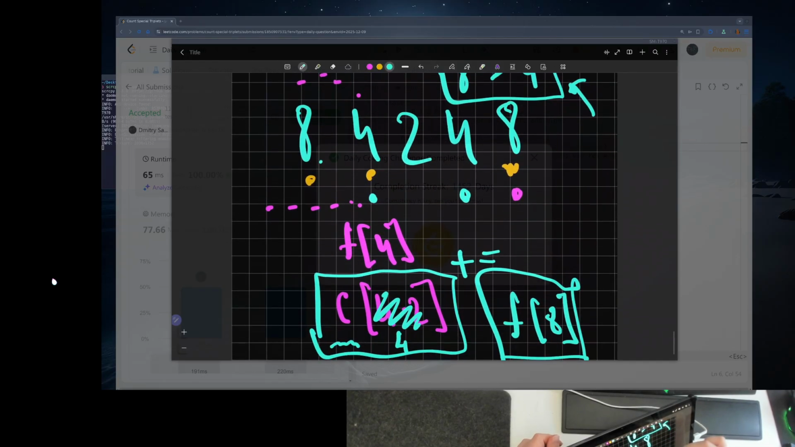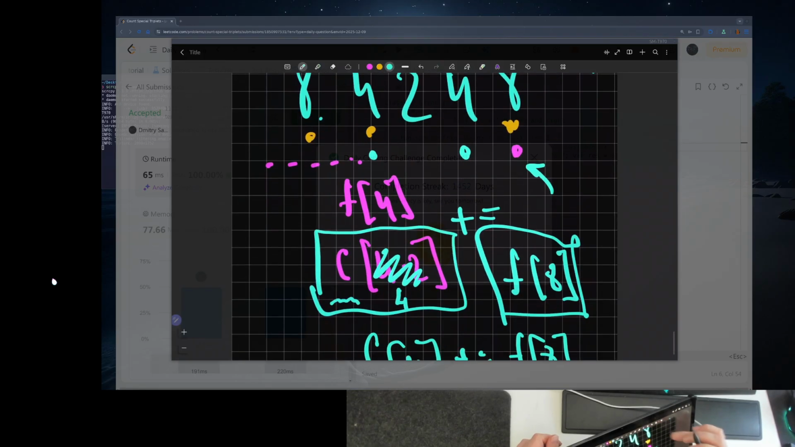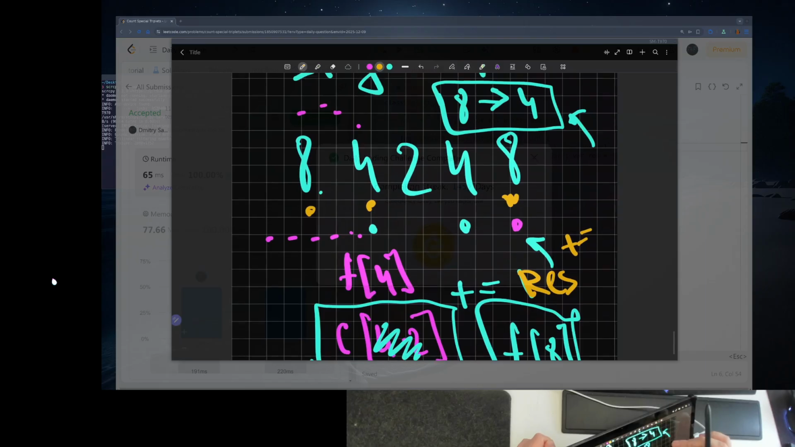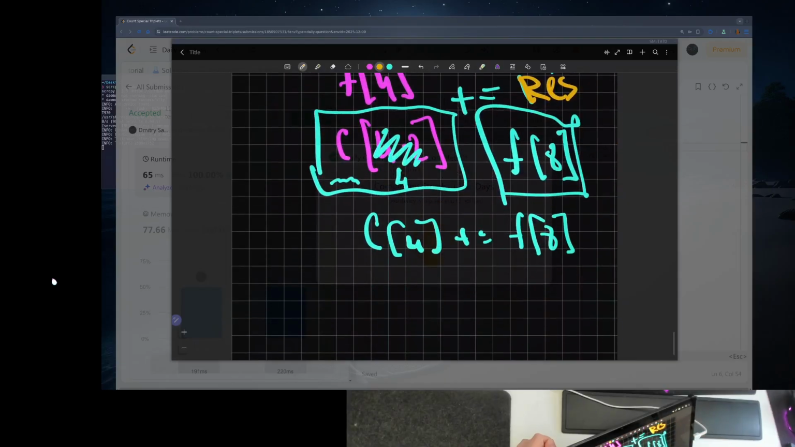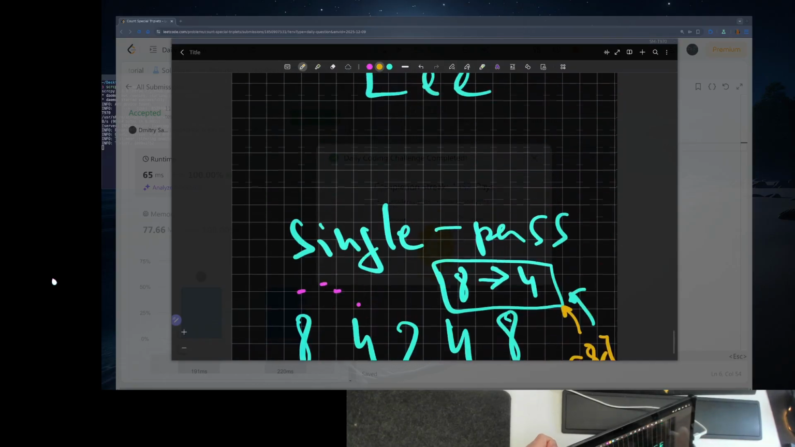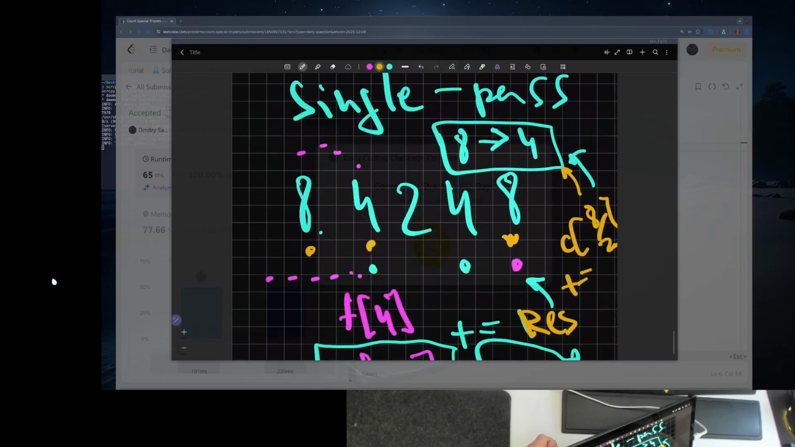And when we meet the 8, we do this kind of result plus equal C8 divided by 2. The corner case is that you have to check if the current number is actually divisible by 2 before you do this kind of operation.